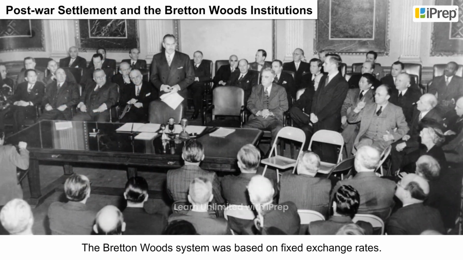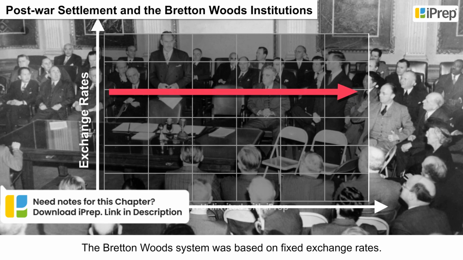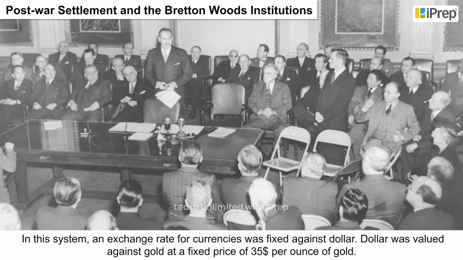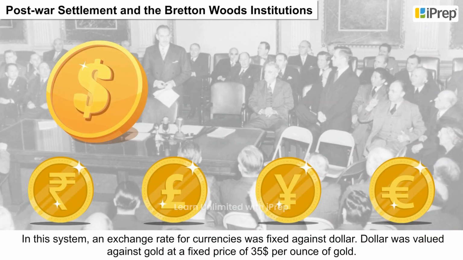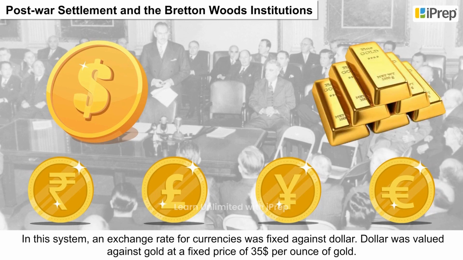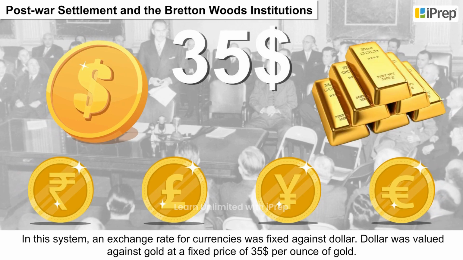The Bretton Woods system was based on fixed exchange rates. In this system, an exchange rate for currencies was fixed against dollar. Dollar was valued against gold at a fixed price of $35 per ounce of gold.